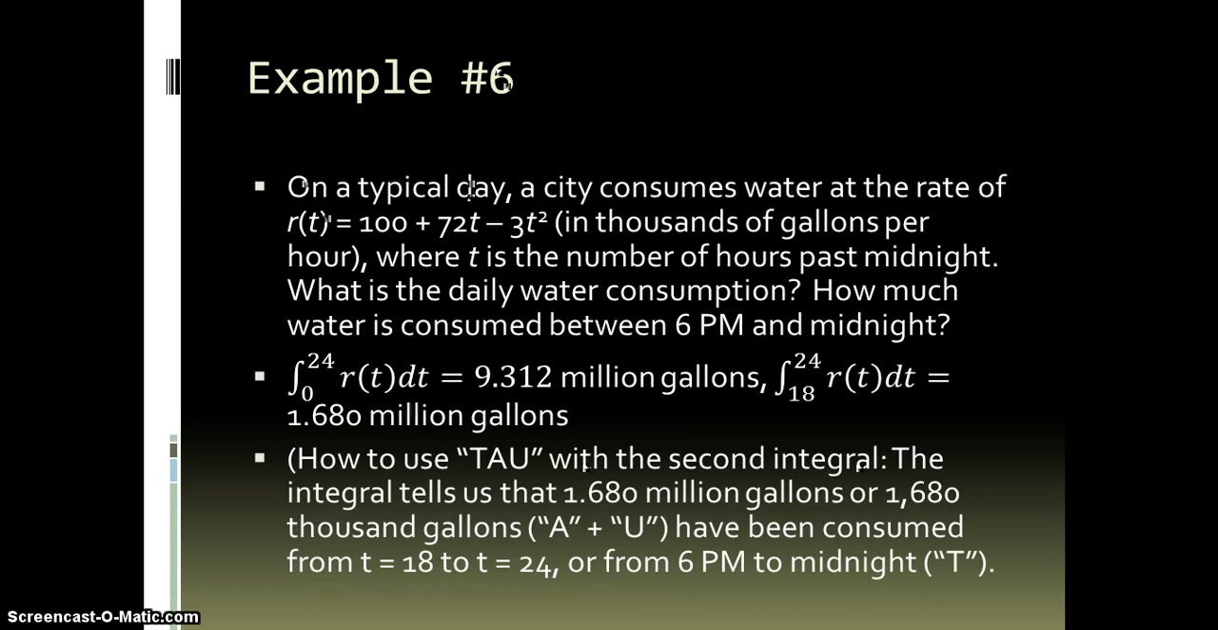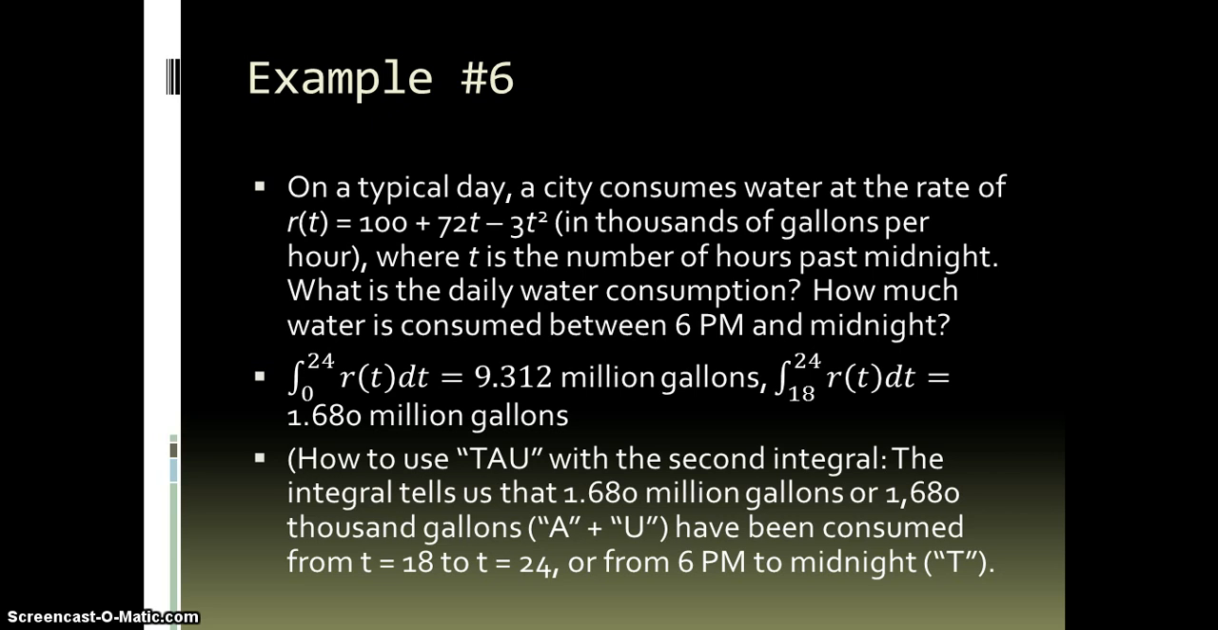Example 6. On a typical day, a city consumes water at the rate of 100 plus 72t minus 3t squared, measured in thousands of gallons per hour, where t is the number of hours past midnight. What is the daily water consumption? First question. And how much water is consumed between 6 p.m. and midnight? Second question. To answer our first question, we can go to our calculator.